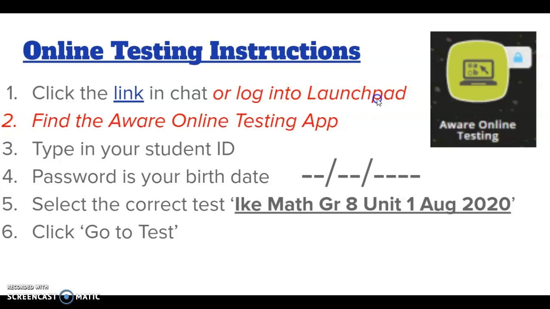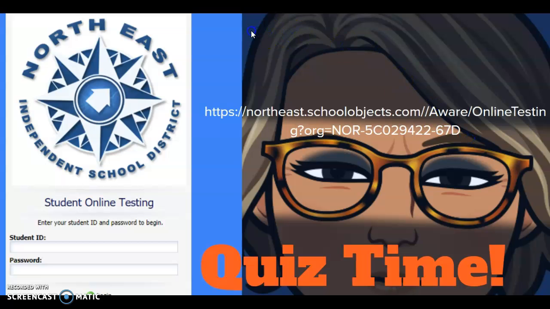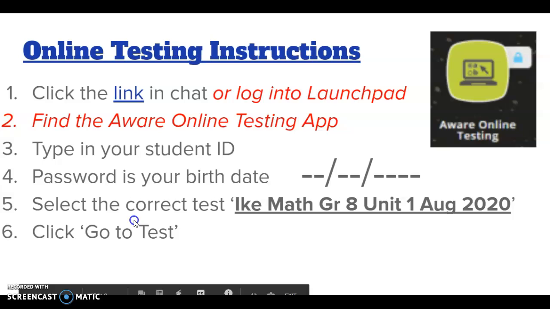Okay, if the link is not working for you, you can also log in through Launchpad. So if you log in through your Launchpad, you are looking for the app that looks like this picture right here. It looks like a laptop on a green little icon that says Aware Online Testing. Okay, when you click that, you will see this screen here. It's the Northeast Independent School District Student Online Testing. Okay, and then it gives you a box for your ID and your password.